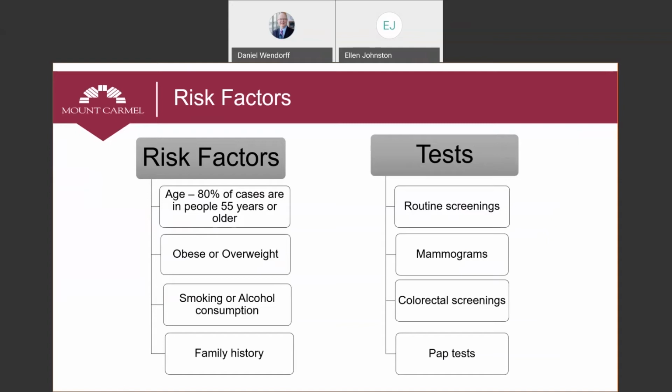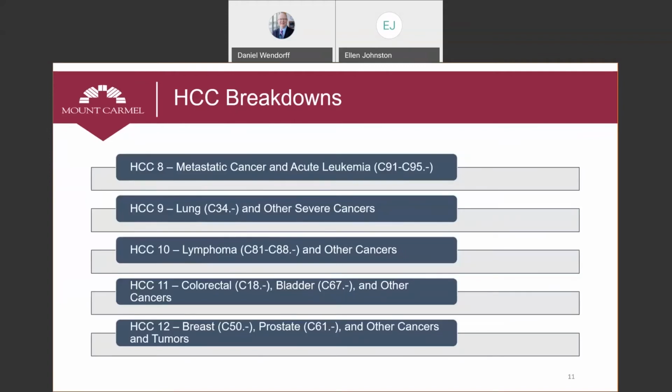As stated before, there are 500 ICD-10 codes for cancer, which can be organized into 5 different HCCs. These categories include metastatic cancer and acute leukemia, lung and other severe cancers, lymphoma and other cancers, colorectal, bladder, and other cancers, and breast, prostate, and other cancers.